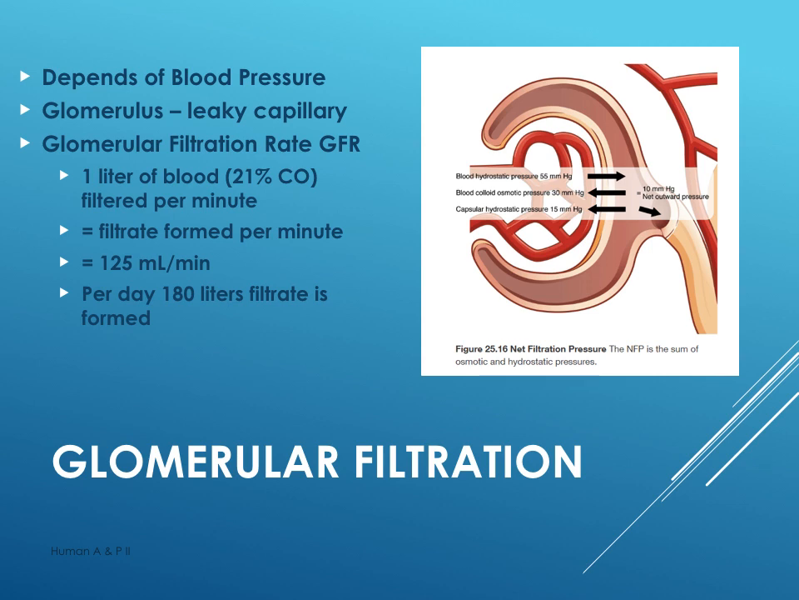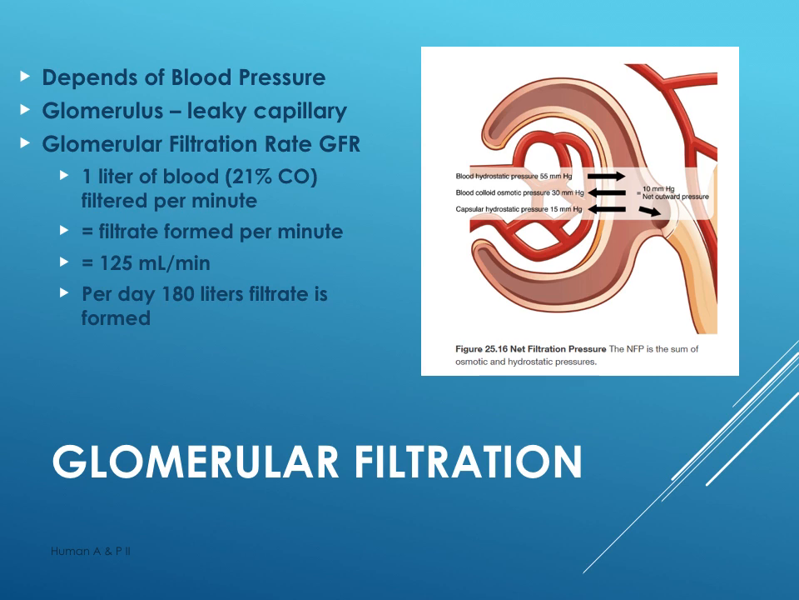We filter about 1 liter of blood per minute. That's 21% of cardiac output. And generally that leads to the filtrate being formed at a rate of about 125 milliliters per minute. Per day, that means about 180 liters of filtrate are formed. But that's filtrate right here. Almost all of that is going to be reabsorbed. There'll only be about 1.5 liters of urine made. So 178.5 liters will be reabsorbed.